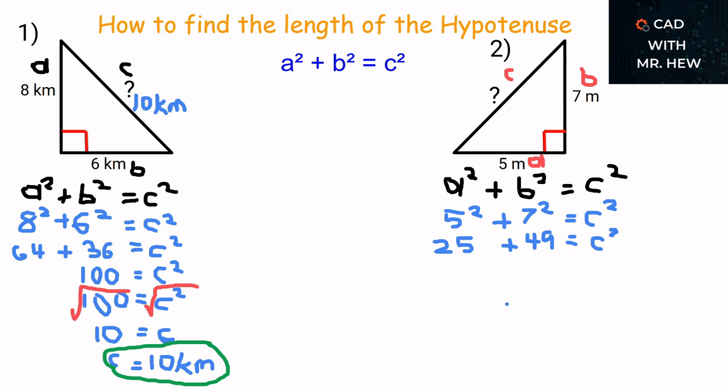It's just presentation. All right, so what we're going to do then, we're going to add 25 plus 49, right? And you'll get what? You'll get 74. What did you get? 74? 74 is equal to, this is squared, right? C squared.